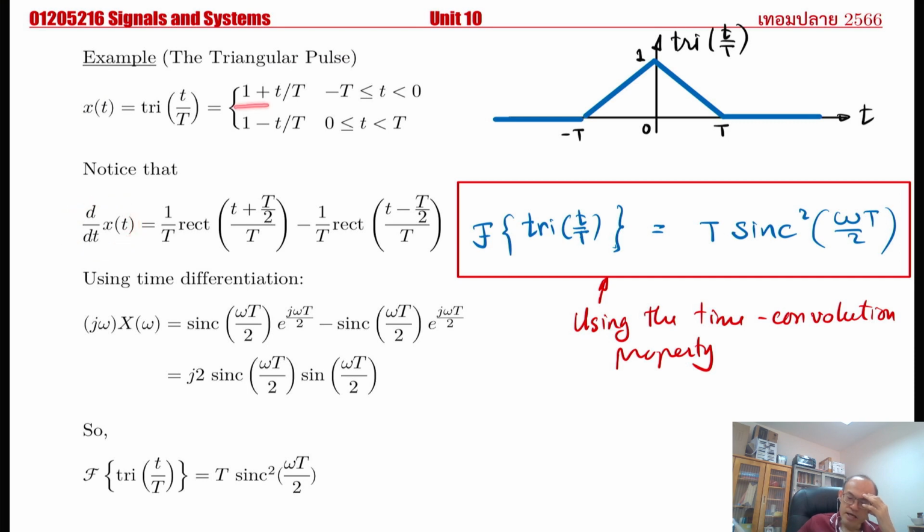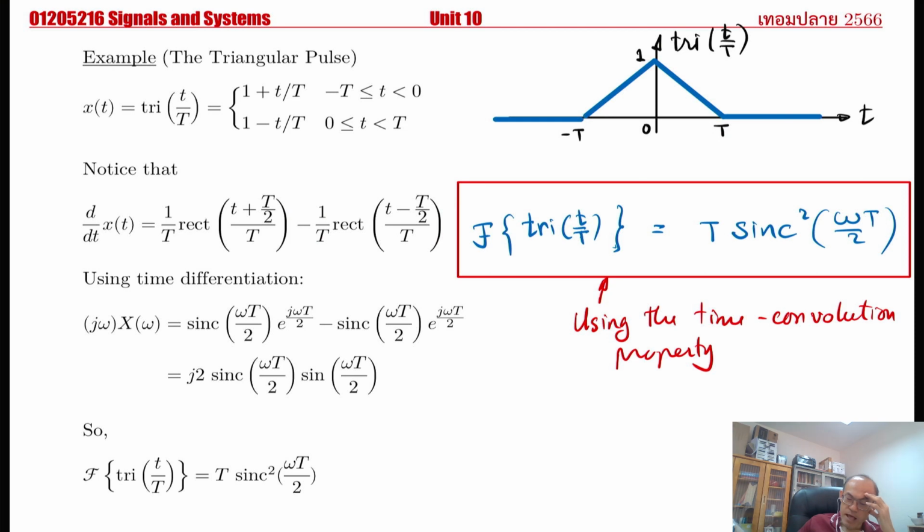Now, if we differentiate this graph, it would be the slope, right? And the slope is 1 over T. So it's 1 over T here, and this graph extends from minus T to 0. That's why I have a rectangular pulse here. And if I differentiate this portion of the graph, the slope will be negative, so negative 1 over T, and it extends from 0 to T. That's why we have a rectangular pulse here.